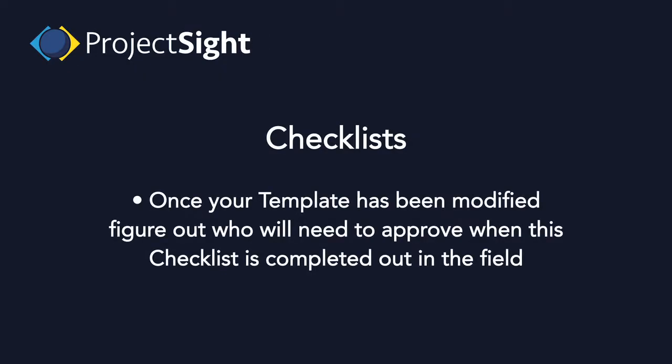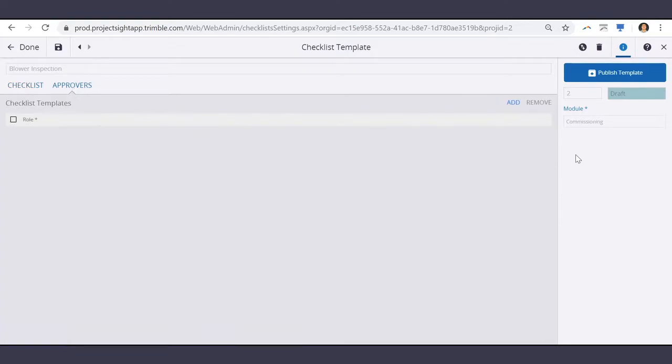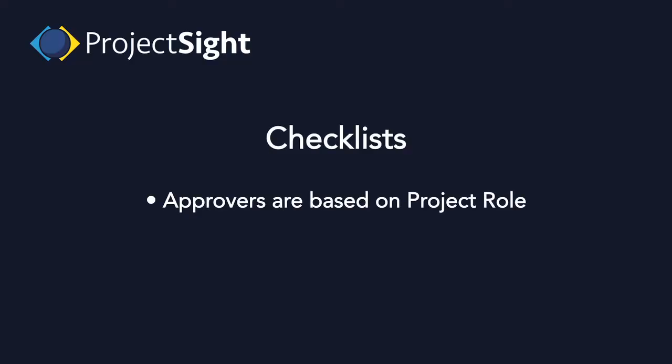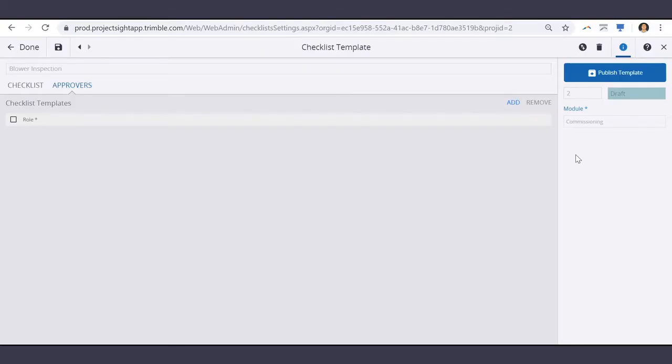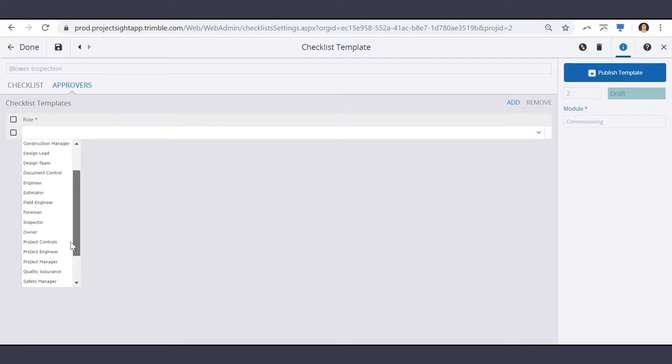Once your template has been modified, figure out who will need to approve when this checklist is completed out in the field. Approvers are based on project role. Not to be mistaken for security role, project roles are unrelated to user permissions. Project roles can be assigned to a user from the Edit Project icon on the main project landing page. When a project role is selected as an approver, anyone in that role will automatically show up under this tab when a new checklist record is created on the project.